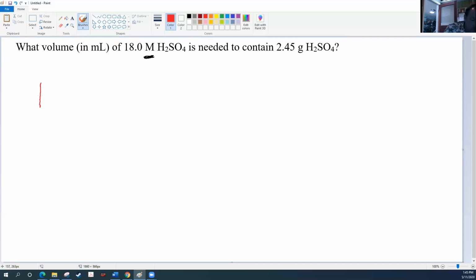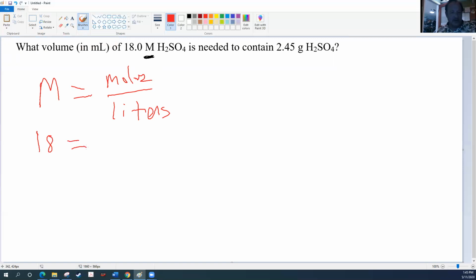So we know we have to use molarity equals moles over liters. Okay, and so this is going to be 18 equals moles over liters. And did they give us any? No, they said, what is the volume in milliliters? And they gave us some grams here. So we're going to have to find our liters. We don't know that, but we also don't know our moles. Liters is what we want to solve for on the bottom, and the moles is what we need to find right now with the information that they gave us.